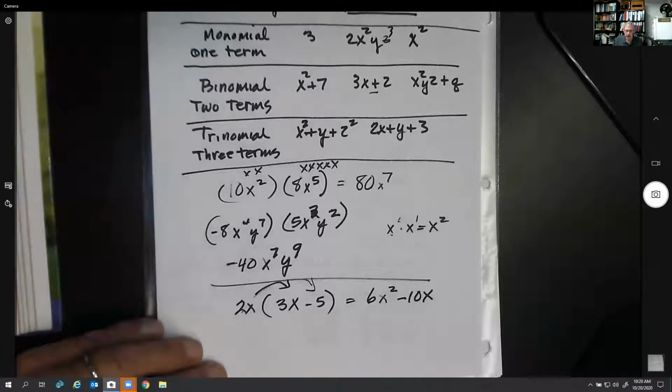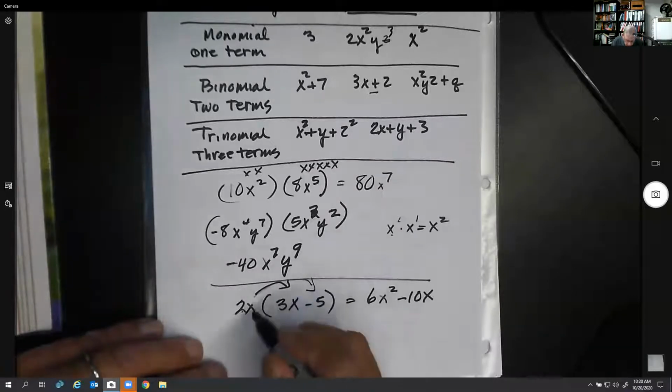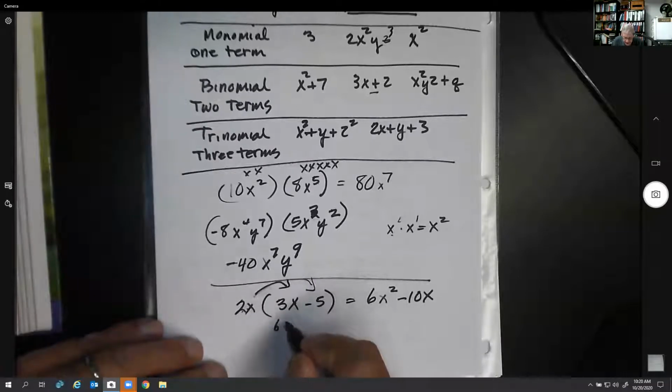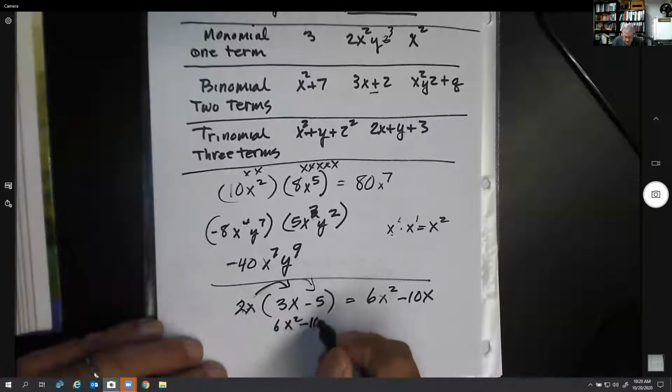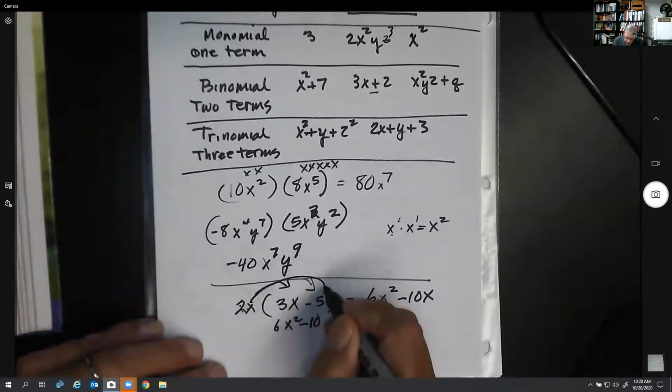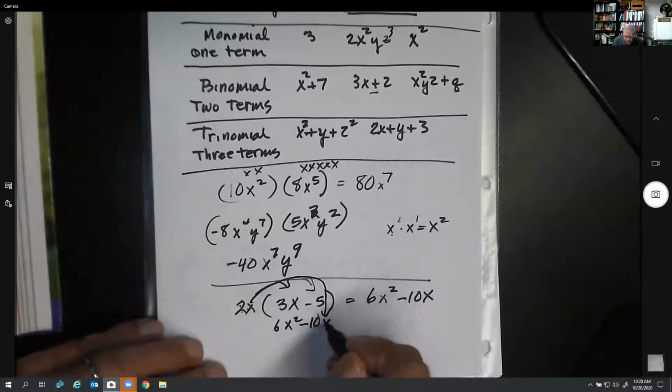So not too hard. Just multiplying the 2x times each term. Here the 2 times 3 is 6. The x times x, we add the powers. Here, the 2 times the negative 5 is negative 10. And then this x just kind of falls right through there.